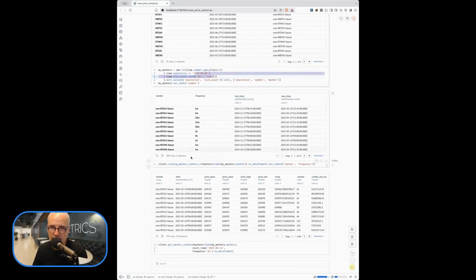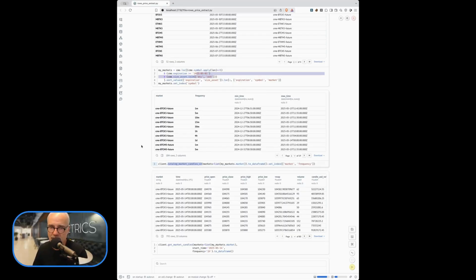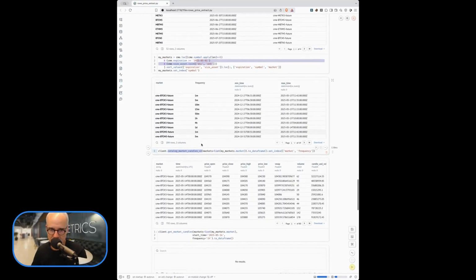Now let's see catalog market candles. So this will give us availability of candles for these same markets. And for example, for the Bitcoin future expiring in May, we have 8 different frequencies at which you can get these candles. The most detailed one is at 1 minute, and the longest one is 1 day. So 8 different types of candles per market there.